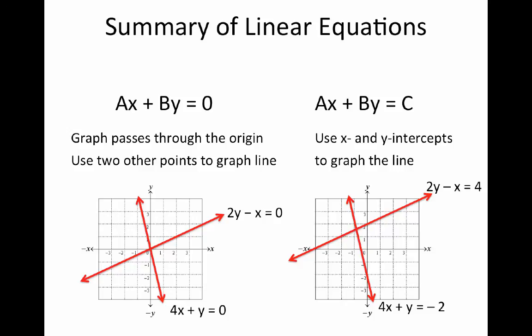On the right side, we graphed 2y minus x is equal to 4 and 4x plus y is equal to -2. Those lines aren't going to go through the origin because they're set equal to a constant. So you can see where the lines graph, they cross at a point somewhere other than the origin.